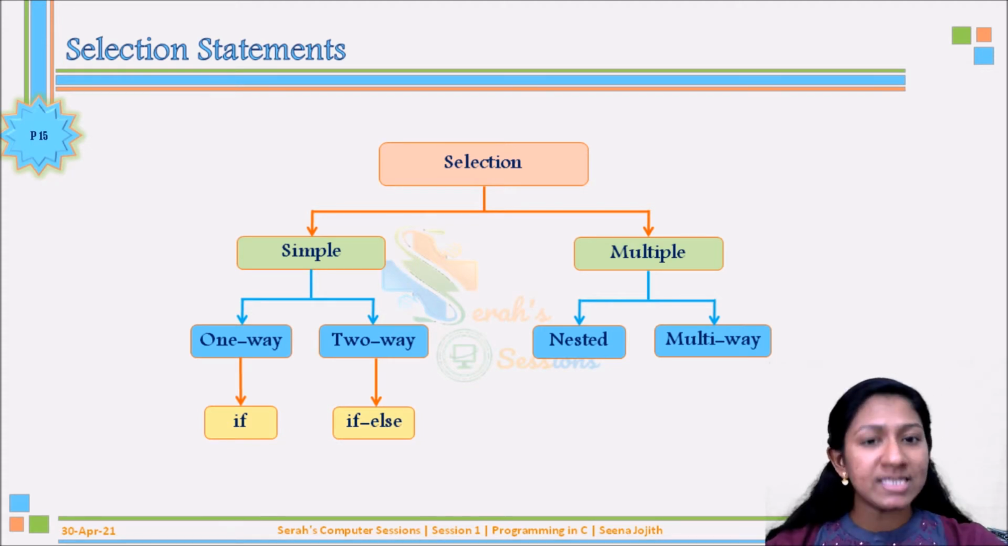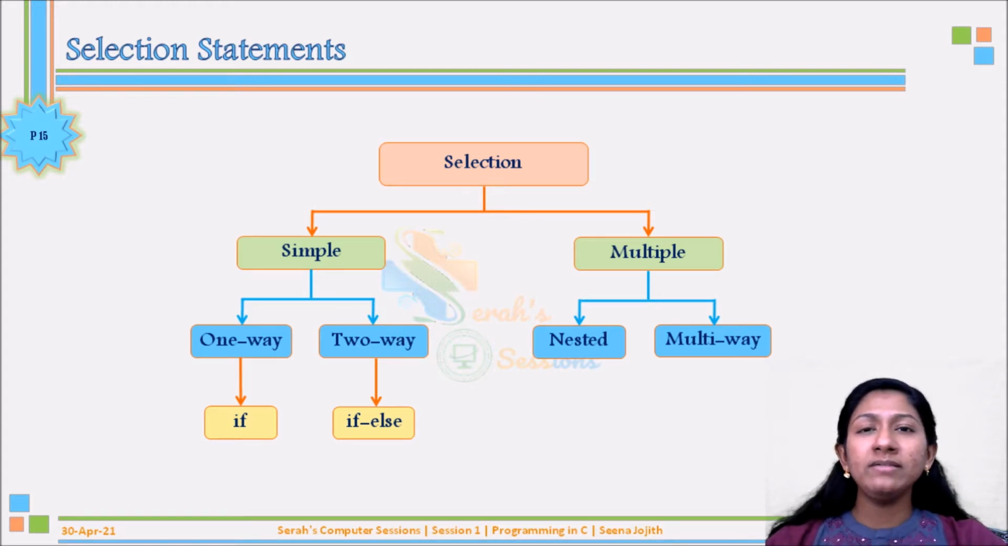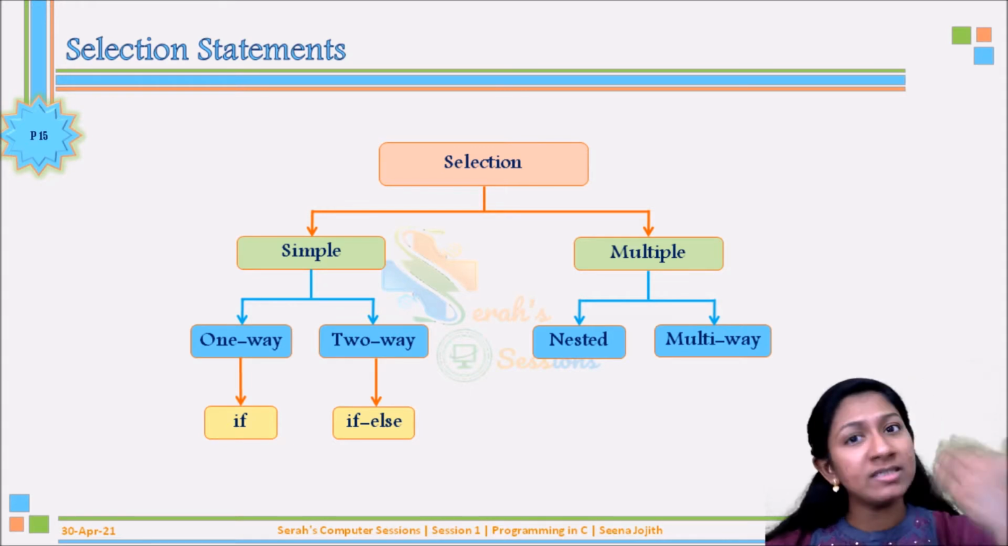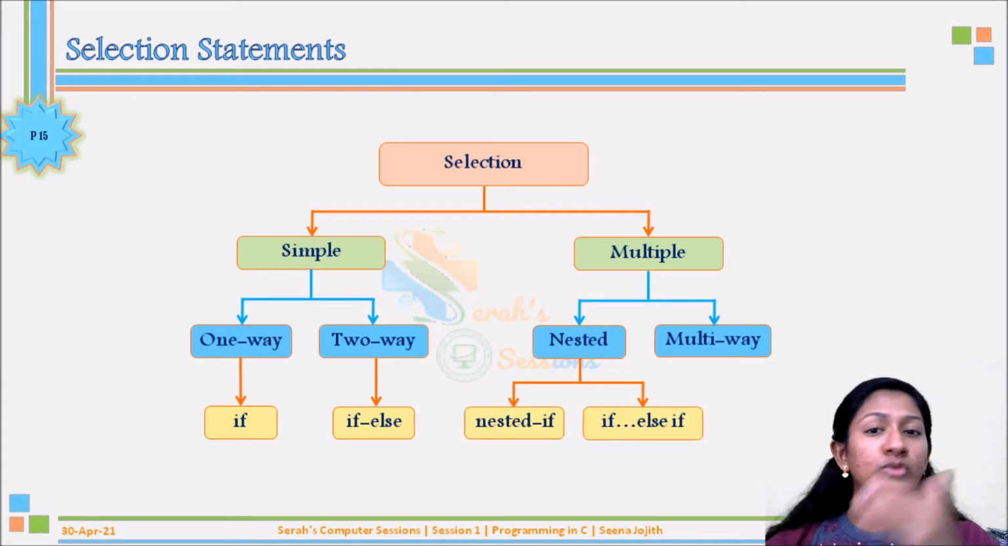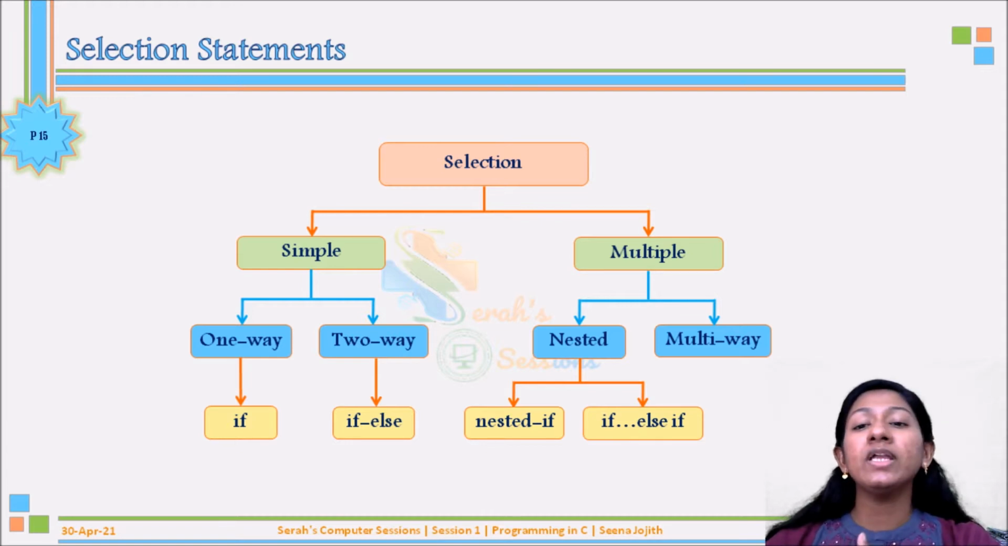Now coming on to the nested selection statements, the word nested actually means one particular selection statement coming within another statement. Okay, so any of the selection statements can be nested again and again, coming within other selection statements themselves. So in the nested category, we have two different selection statements, and they are nested if and if else if. Okay, we will be covering every selection statement in detail, so please don't worry.